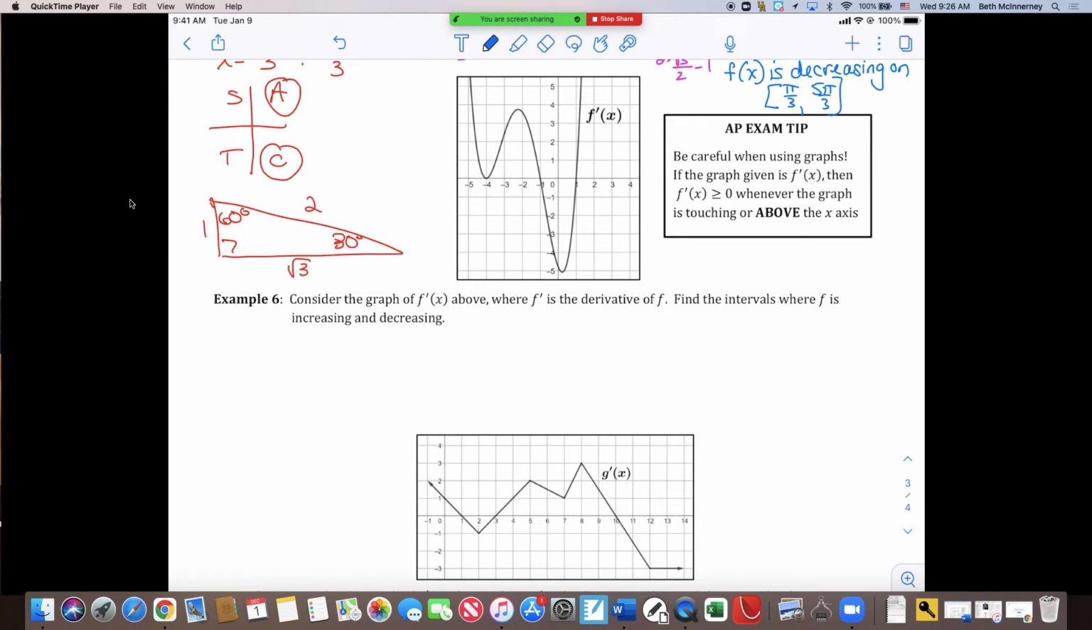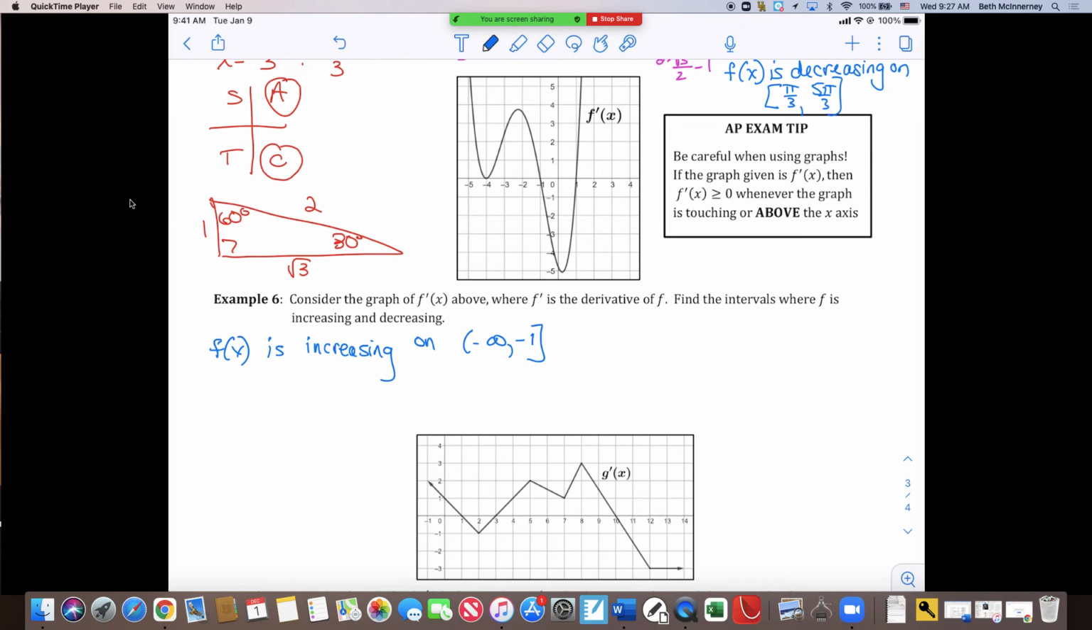In number 6, f of x is increasing on the interval negative infinity to negative 1. Do you notice at negative 4, it does touch 0, but that's okay. It's greater than or equal to 0. And it's not a break in the graph. So it's going to be increasing.